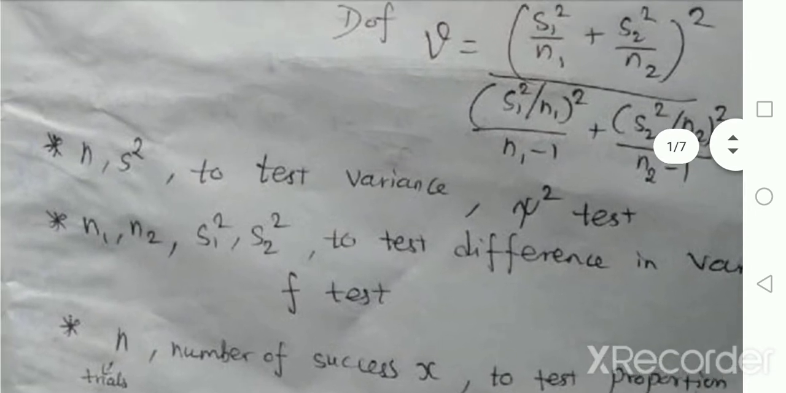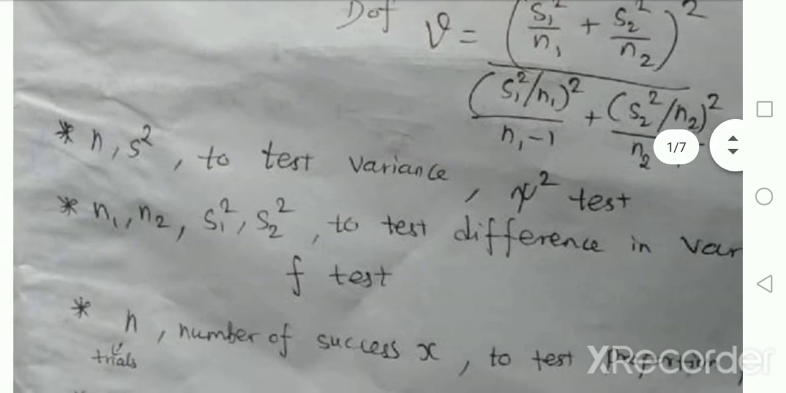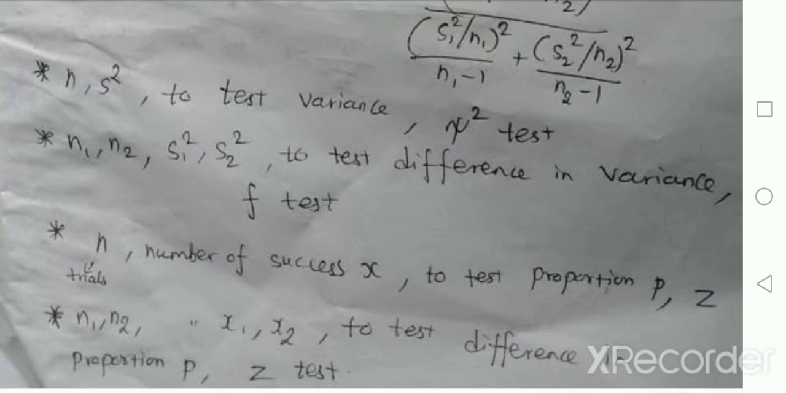Suppose in a question we have only two pieces of information, sample size and sample variance. That means we can apply only testing about variance using a chi-square test. And here also two different samples may be given, that is two sample sizes n1, n2, and the corresponding sample variances s1 squared, s2 squared. Here we have to apply the test of differences in variance. Here we can apply the F test.